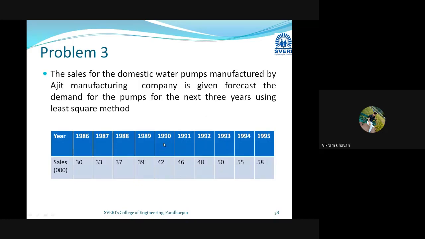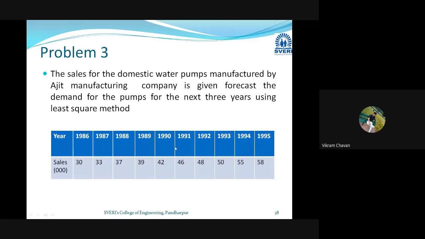It will be considered as an origin for the deviation. Okay, this is the point in case of an even number of years. Here the 2 years, 1990 and 1991, will be considered as the middle years, and the midway between the 2 years will be considered as the origin for the deviation.